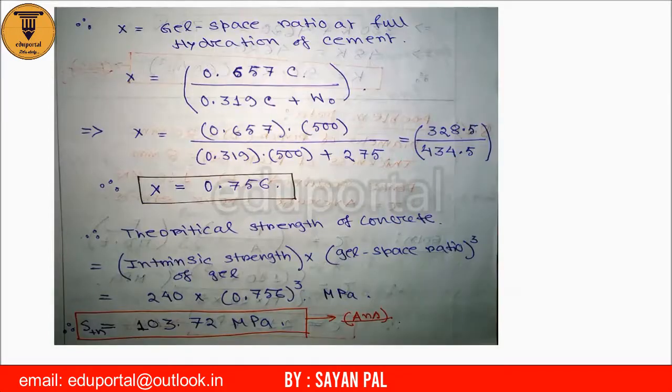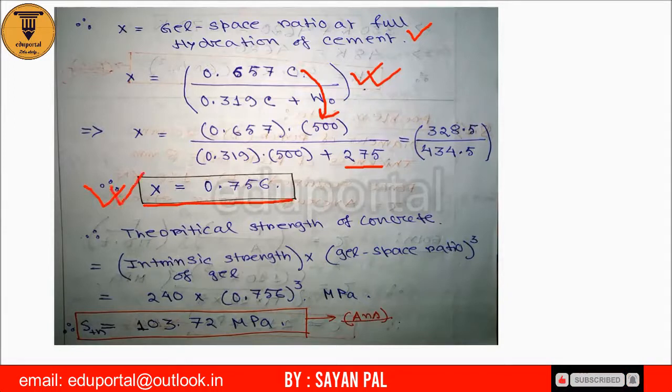X is the gel space ratio, which we have to determine, and for complete hydration we have X equal to 0.657 C by 0.319 C plus W0, and C is given as 500. W0 we have determined as 275. So doing this we get the gel space ratio X as 0.756.